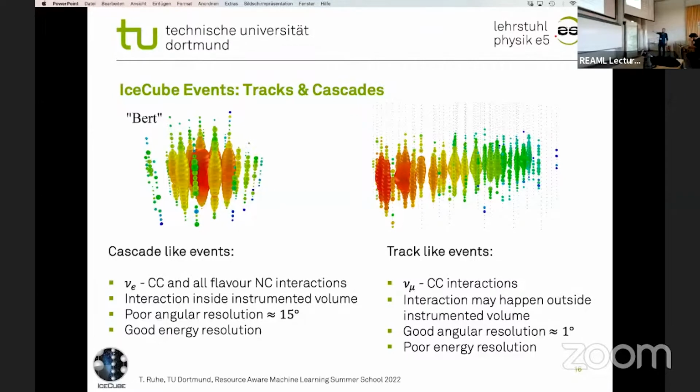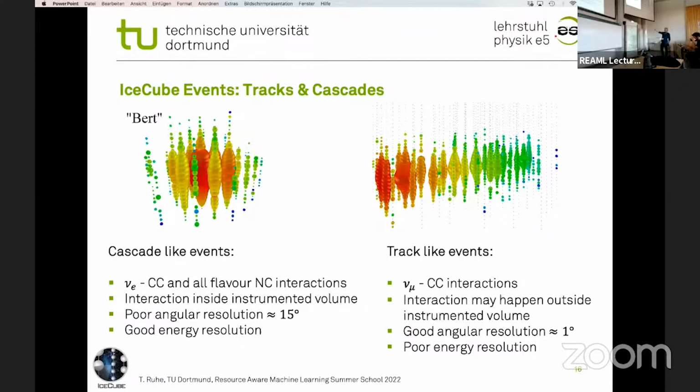The angular resolution, so the question of where the neutrino came from, cannot be answered very accurately, approximately 15 degrees. But I hope to convince you later that we can lower this by approximately a factor of 2 by using deep learning. The good thing is it has a relatively good energy resolution, right? All the light ends up inside the detector. All the light is collected by the photomultipliers, and we can relatively accurately reconstruct the energy of the neutrino.